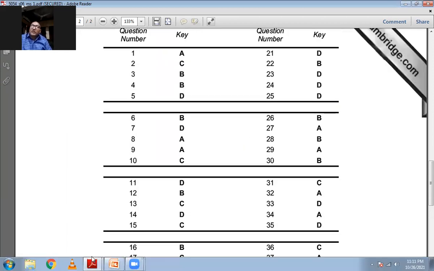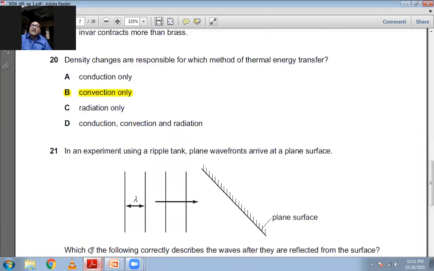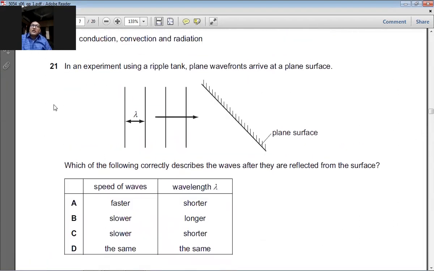Okay, question number 21. In an experiment using a ripple tank, plane wavefronts arrive at a plane surface. So here we have the wavefronts. They are water waves. They are coming, and here we have a plane surface. So they will collide with this surface, and they will be reflected. Which of the following correctly describes the waves after they are reflected from the surface?